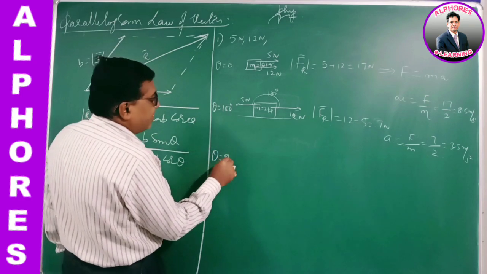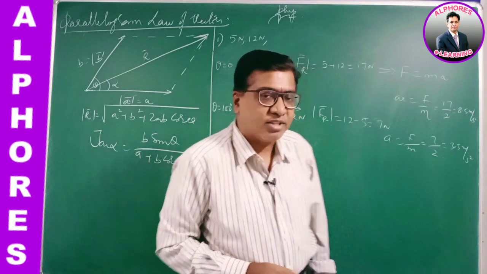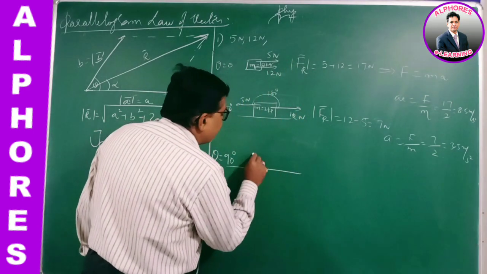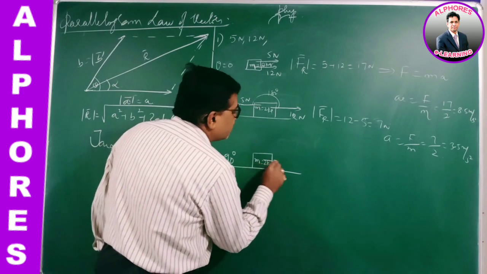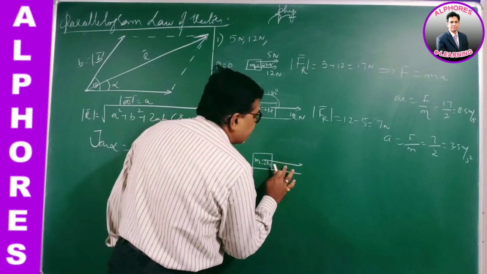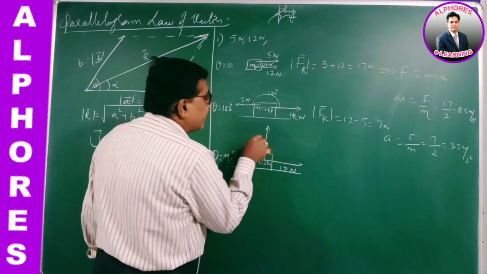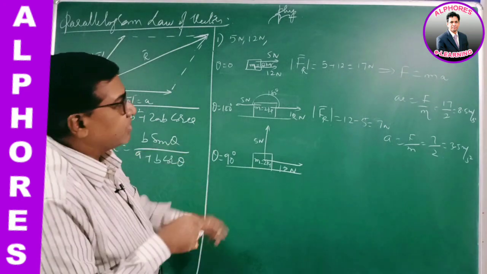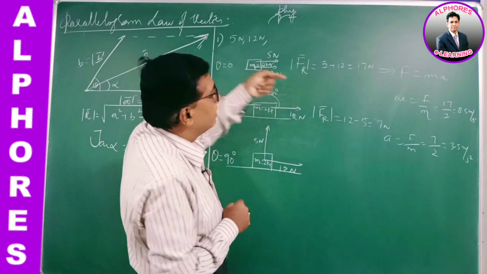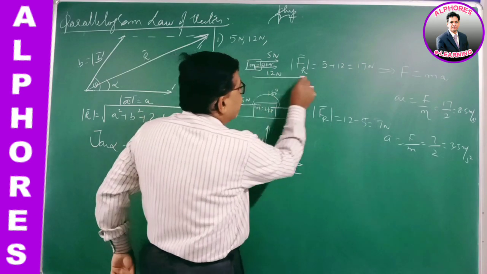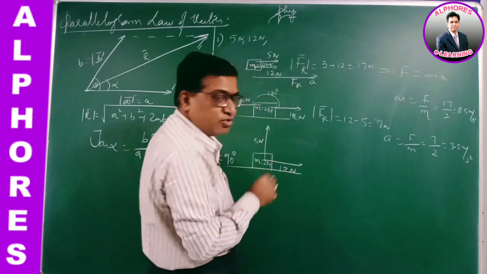Third one, if theta is 90 degrees, if the same forces are acting at right angles to one another on the same body of mass 2 kg. Now 12 Newton force is acting like this, let's suppose, and 5 Newton force is acting like this. One more thing. When the angle is 0, the resultant force is 17 Newton in the direction of the forces. So the resultant force is also in this direction, and the acceleration is also in this direction, towards right.